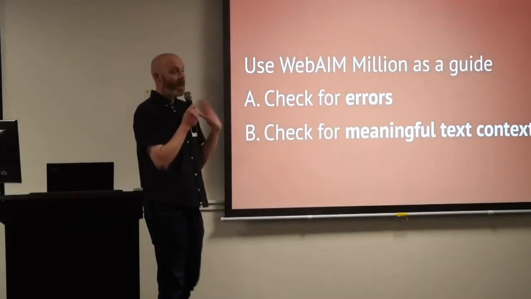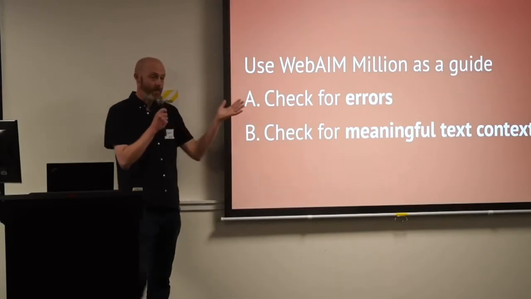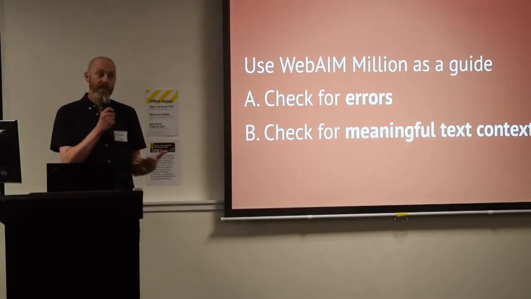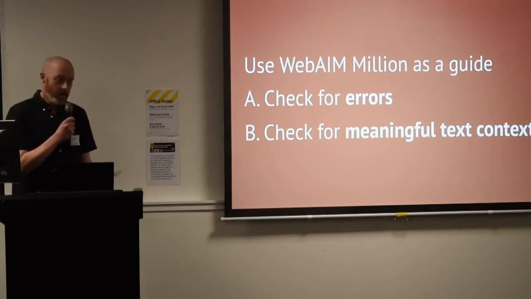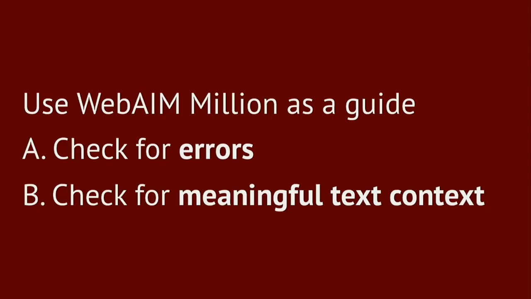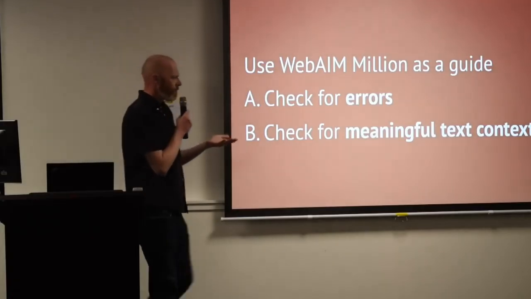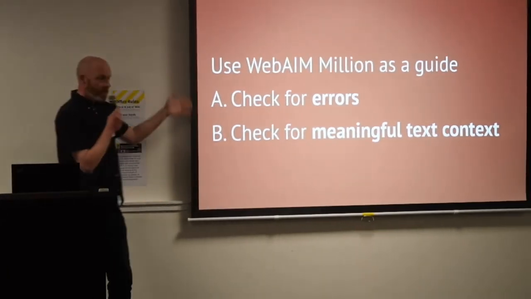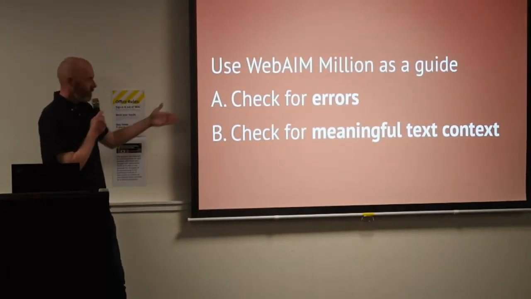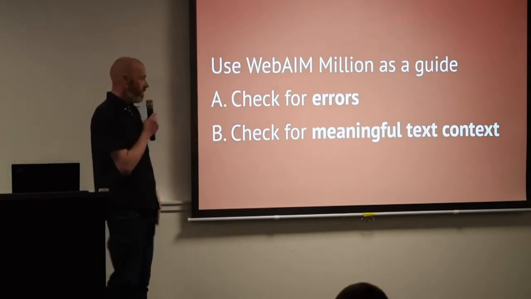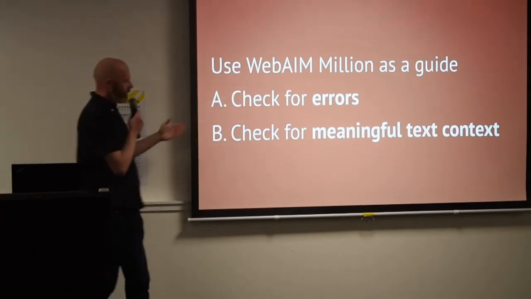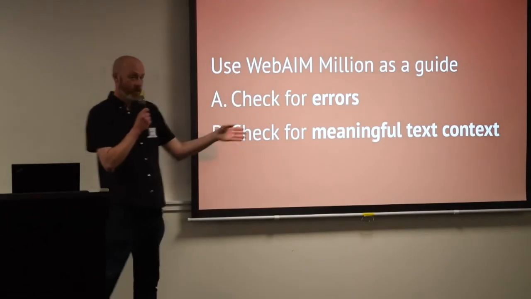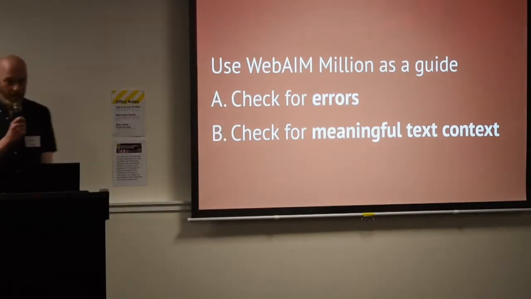So what I like to do is to use that WebAIM Million as a guide. They've got a list of all of the kinds of errors that they found. And I like to go, okay, cool, lots of websites have these, so maybe these are good ones to look out for. So I tend to do two things. Number A, check for errors. Number B, check for meaningful text content. And we'll cover what I mean by that in a moment.